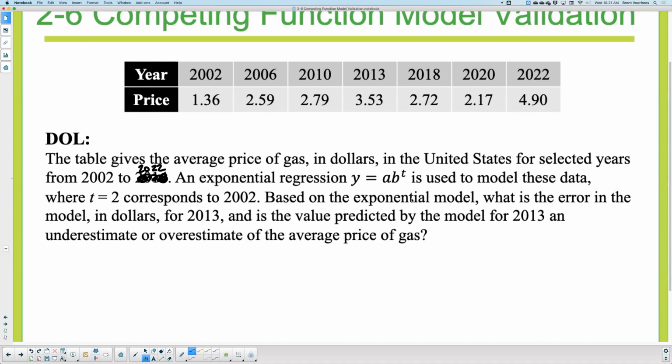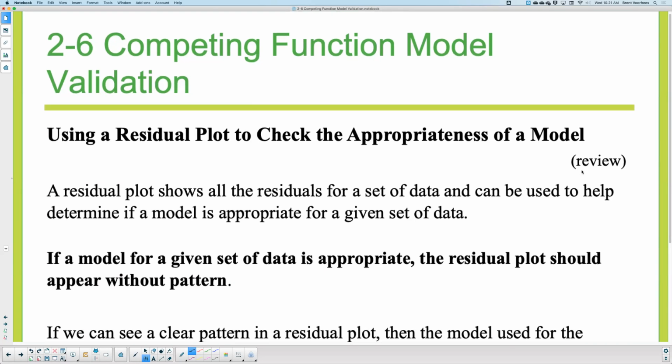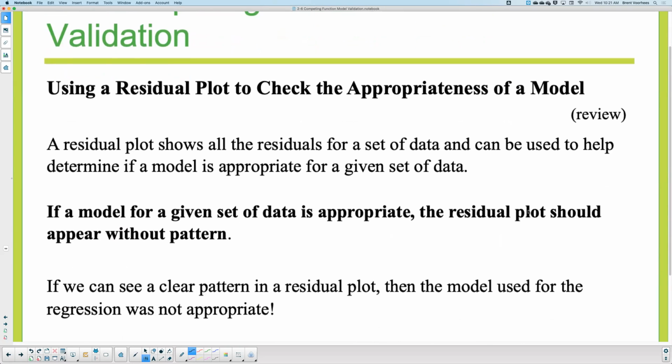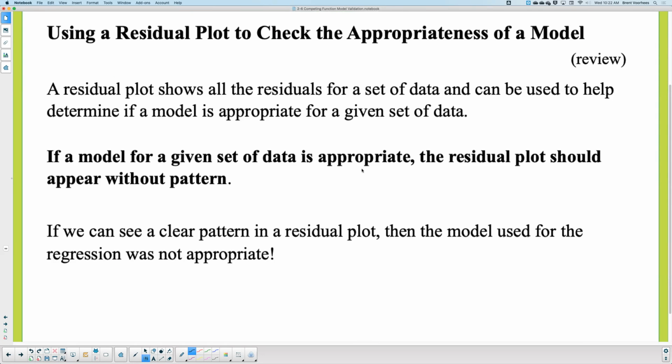All right, moving on. So using a residual plot. Now we did this before. That's why I say review here. A residual plot shows you the residuals for the data and how we know a model is appropriate. This is key. It's in bold right here. How you know if it's appropriate is the plot should appear without a pattern. If your residuals are in a pattern, that's because you selected the wrong model. If it's in a pattern of how it's always wrong, that means you can predict how often it's wrong. The reason it's so predictable is because you used the wrong model.